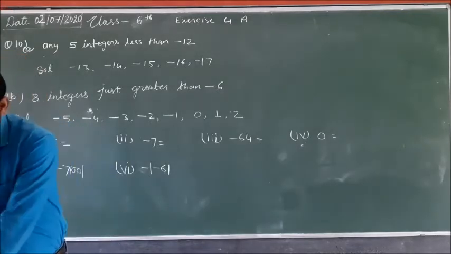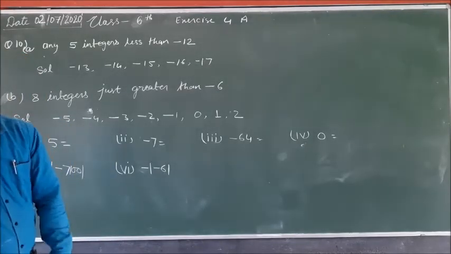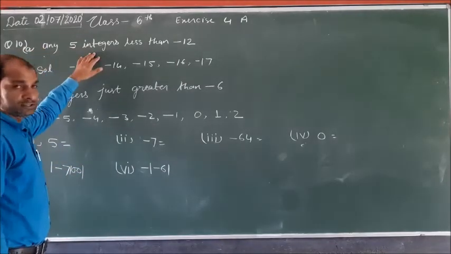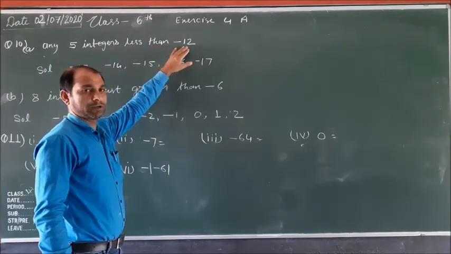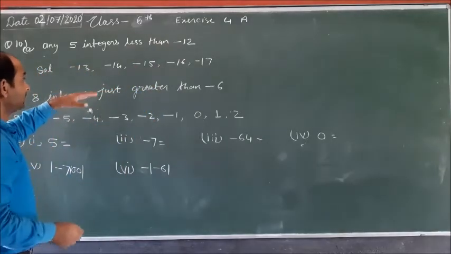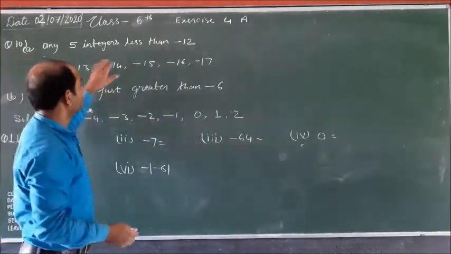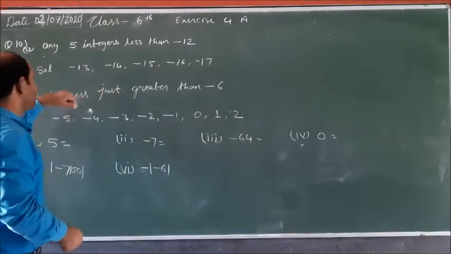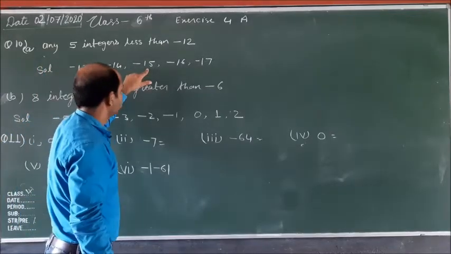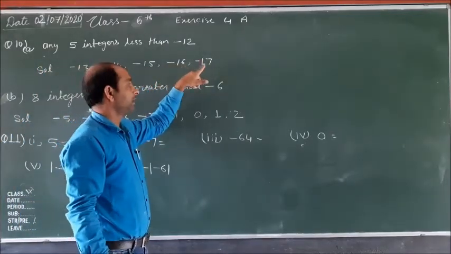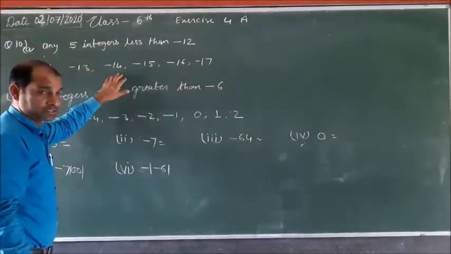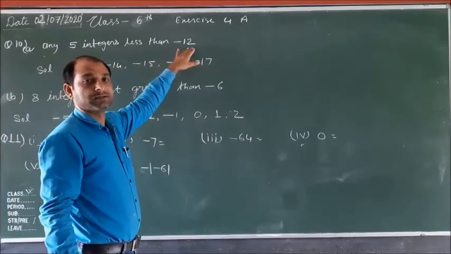Yes, my dear students, question number 10. Question number 10, write any 5 integers less than minus 12. So, less than minus 12 means we write here the integers smaller than minus 12. So, minus 13, minus 14, minus 15, minus 16 and minus 17. All these integers are less than minus 12.